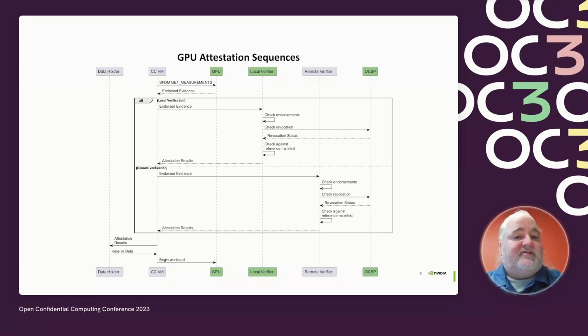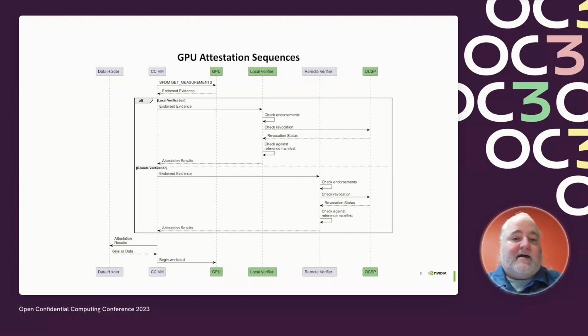Now, there's two options, as I discussed before, in verification. There's a local verifier and a remote verifier. In the local verification, the endorsed evidence will go to your local verifier. It will check the endorsements. It can reach out to an OCSP service to check for revocation on any of the certificates involved in the endorsements of both the reference manifest and the evidence itself. Once it's determined that everything has not been revoked, then it will also check the reference manifest, ensure that the evidence matches the reference manifest, and then it provides the attestation results back to the confidential compute VM.